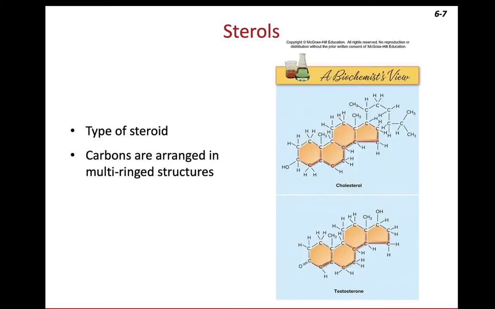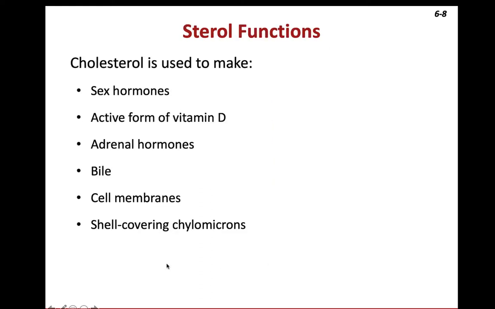Now, sterols are the last of the lipid family, and they are a type of steroid, and they're all derived from cholesterol. One of the things that we see with cholesterol is a ring structure that's very characteristic. Here on the top panel, we see cholesterol, and on the bottom panel, we see testosterone, the steroid hormone.